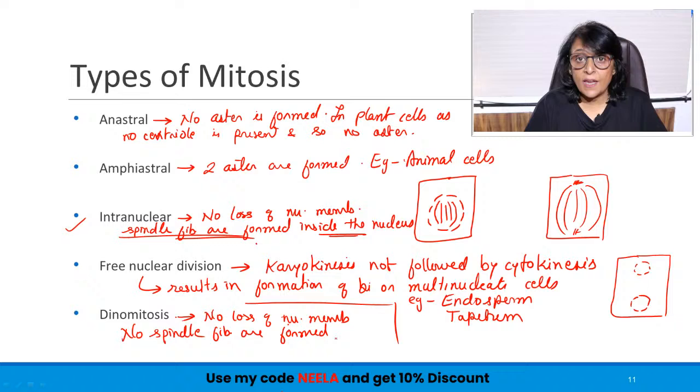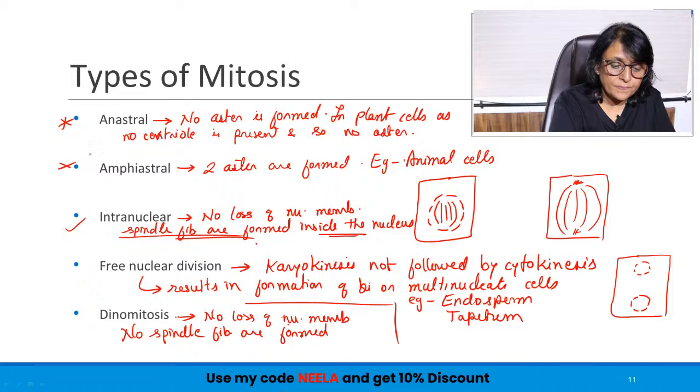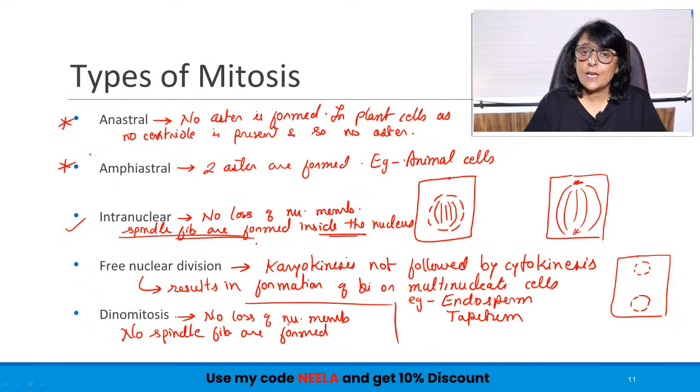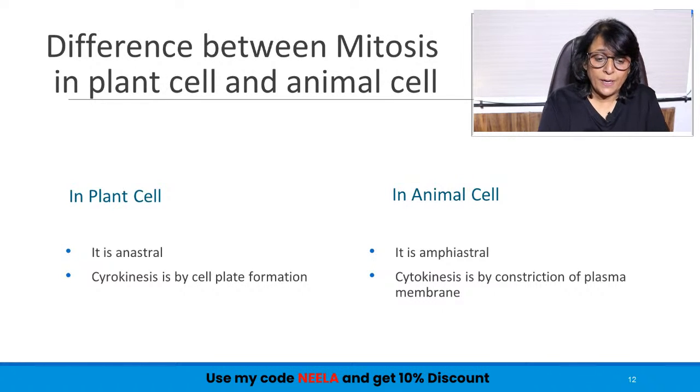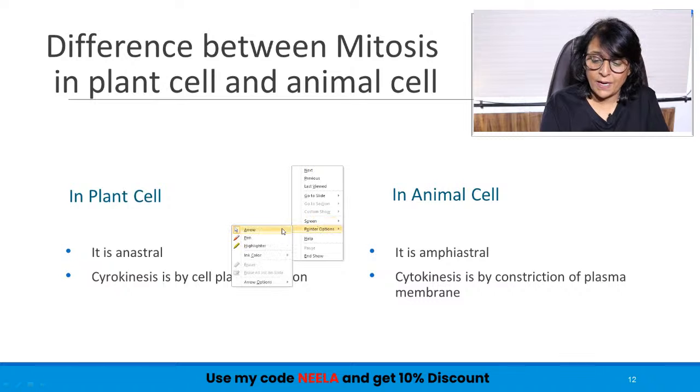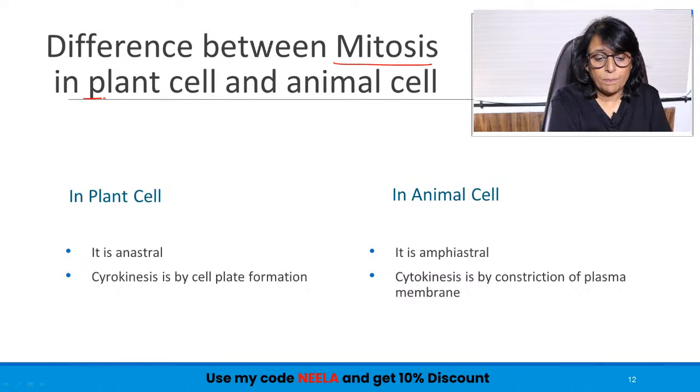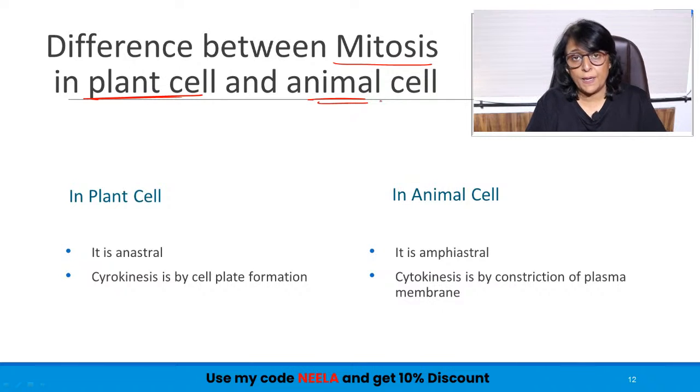So these are some variations from the normal type of mitotic division. These two are normal, everything normal, but the one which takes place in plants is called anastral and the one which takes place in animal cells is called amphiastral. What is the difference between this same division, mitotic division, in plant cell and animal cell? We have understood the complete process and we can pick two differences. One, just now what we talked of, in plant it is anastral, no aster. In case of animal it is amphiastral.